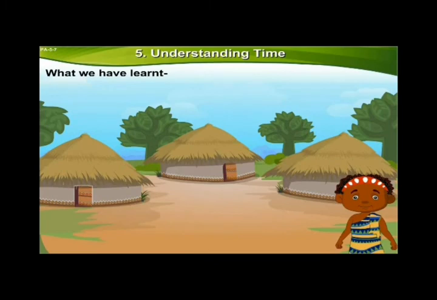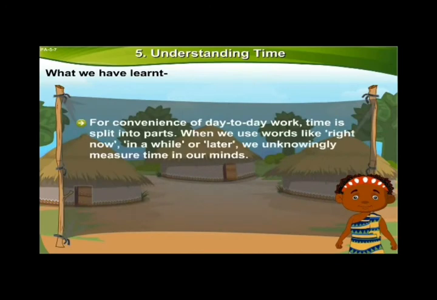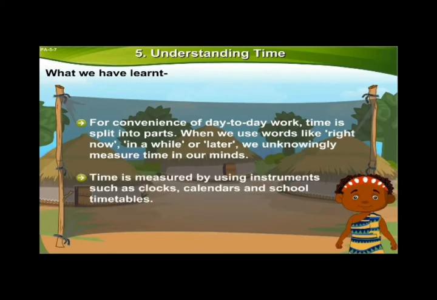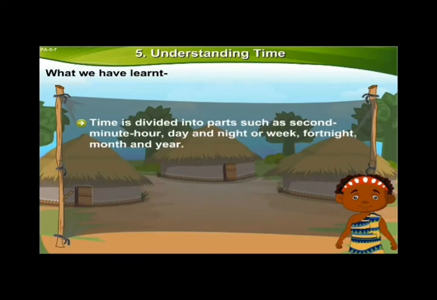Children, let us revise what we have learned today. For convenience of day-to-day work, time is split into parts. When we use words like right now, in a while, or later, we unknowingly measure time in our minds. Time is measured by using instruments such as clocks, calendars, and school timetables. Time is divided into parts such as second, minute, hour, day and night, or week, fortnight, month, and year.